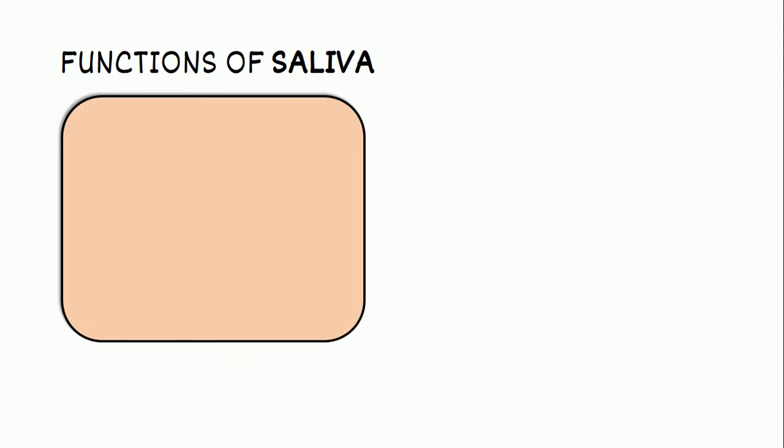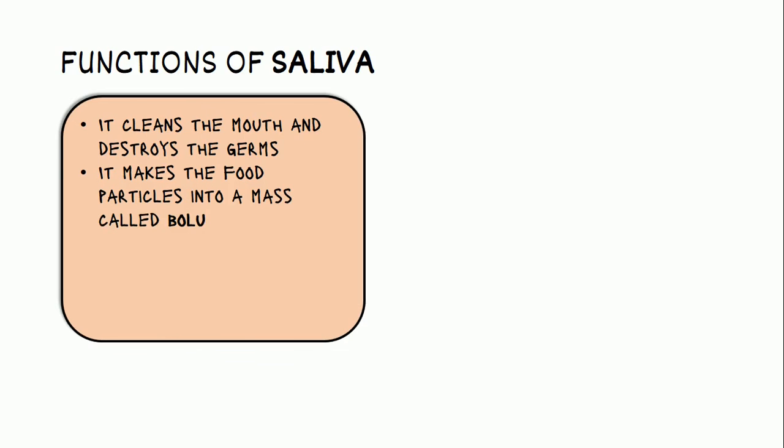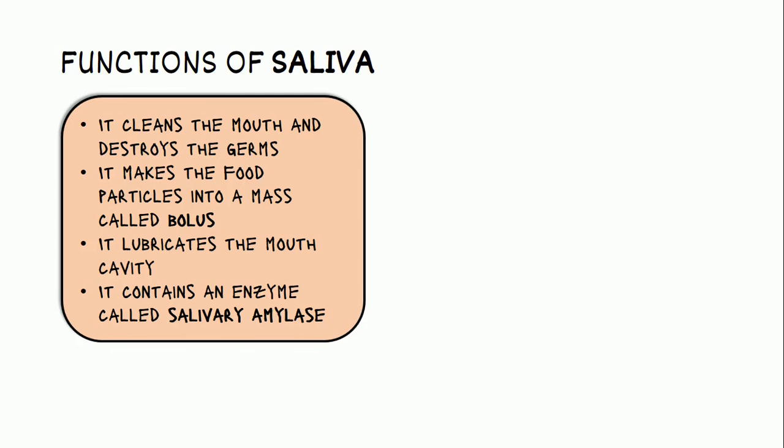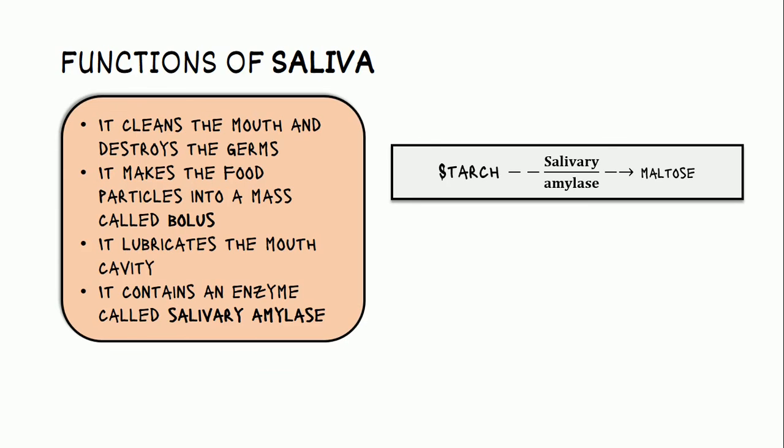Now what is the function of saliva? Saliva has many functions: it cleans the mouth and destroys germs. It makes the food particles into a mass called bolus. Whenever we chew, the food gets broken down into smaller particles and gets converted into a mass because the saliva binds to them. That mass is called bolus. It also lubricates the mouth cavity. It contains an enzyme called salivary amylase. Enzymes are substances responsible for specific reactions. So salivary amylase converts starch into maltose.